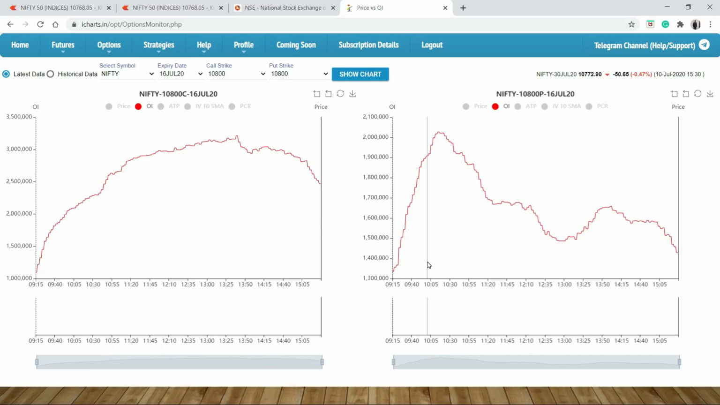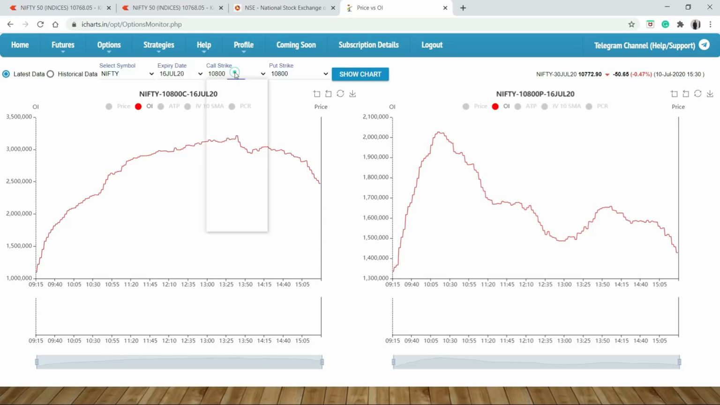So at the money price, 10,800 call and put, on the call side 10 lakhs writers added, and on the put side only 6 lakh writers added. So in the 45 minutes, people added more in the call than in the put. So at the money price the data is confirmed: the call is added rather than put.